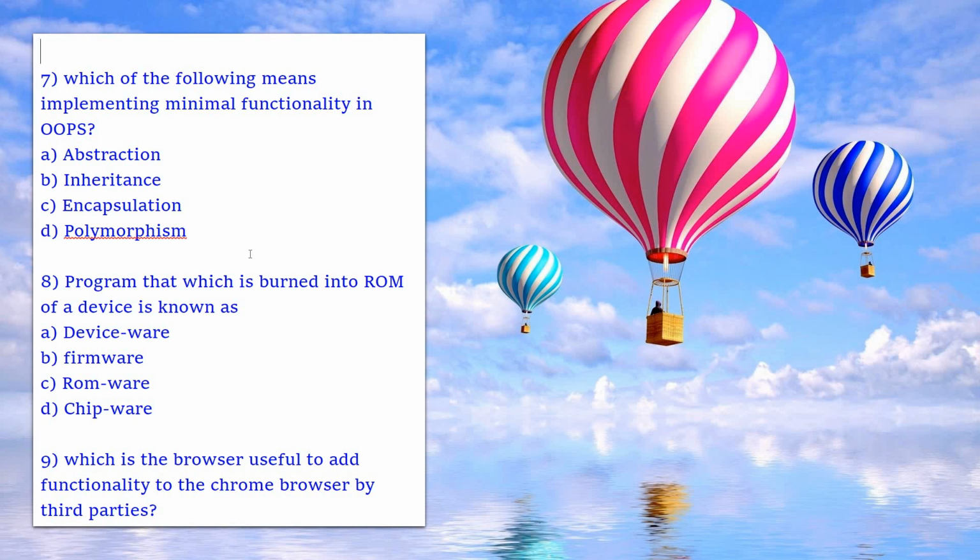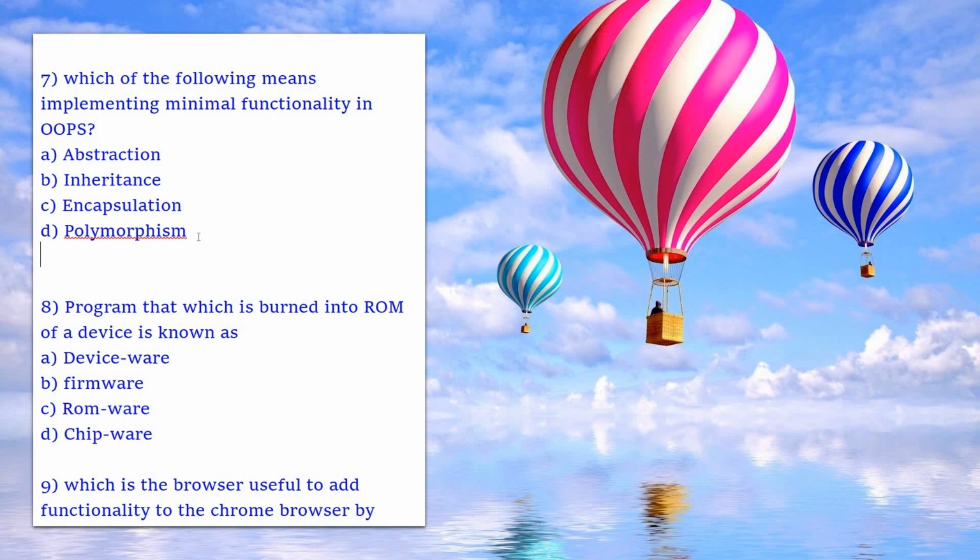It supports code reusability. Code reusability is done with inheritance. Therefore implementing minimal functionality in OOPS is done with inheritance. So option B is the correct answer for this question, that is inheritance.